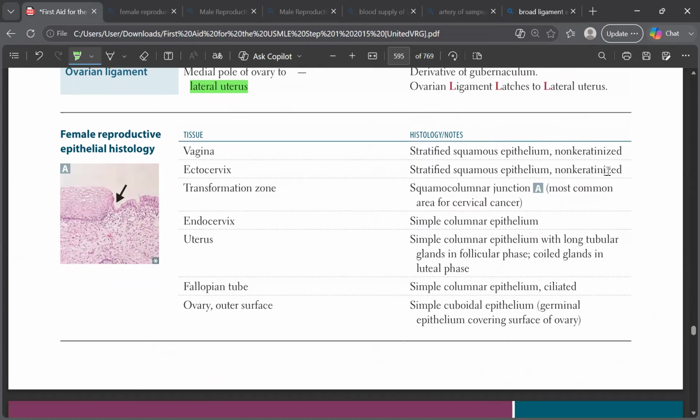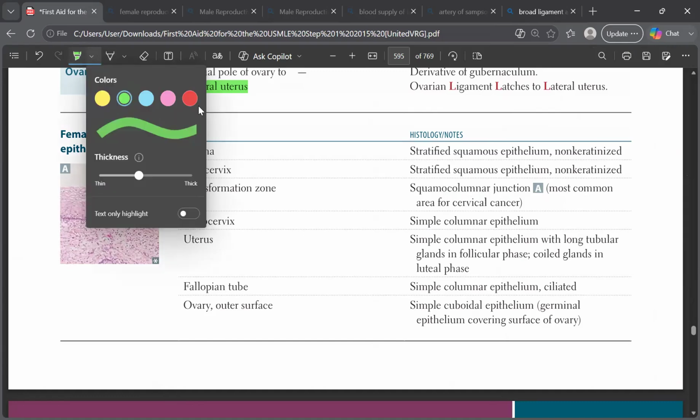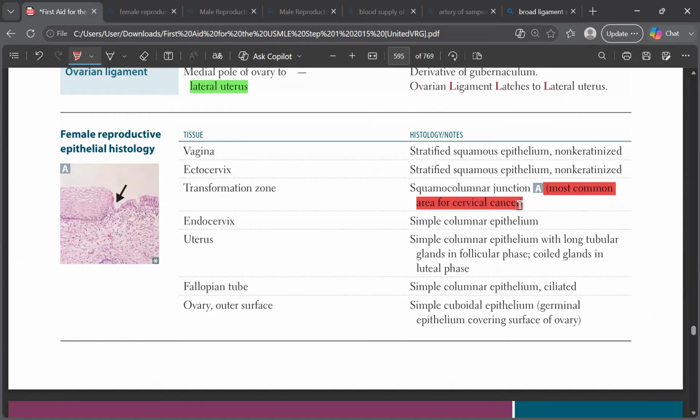The vagina has stratified squamous epithelium, non-keratinized. Ectocervix is stratified squamous epithelium, non-keratinized. The transformation zone has the squamocolumnar junction, the most common area for cervical cancer. Okay, so this is very high yield. The most common area for cervical cancer is the transformation zone, and it has squamocolumnar.